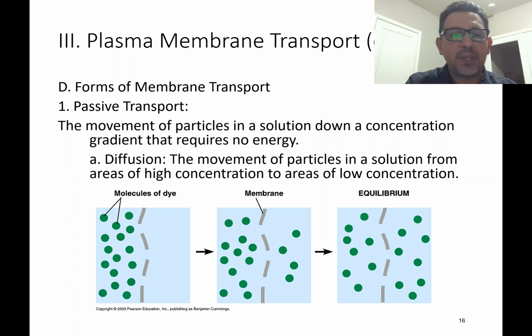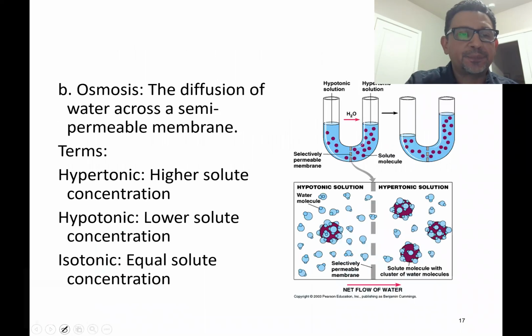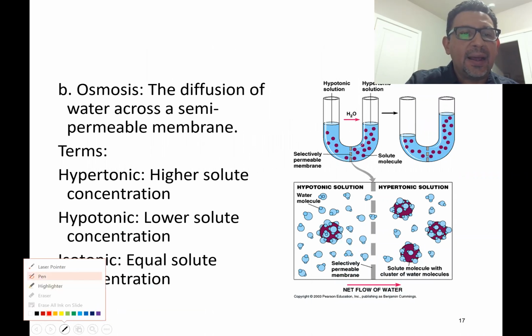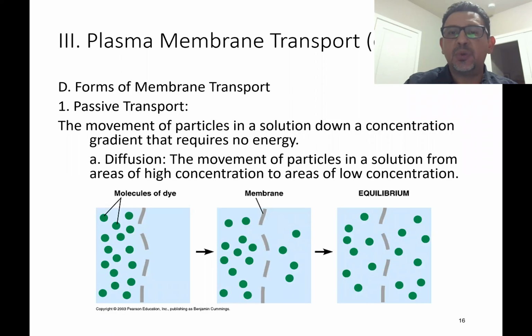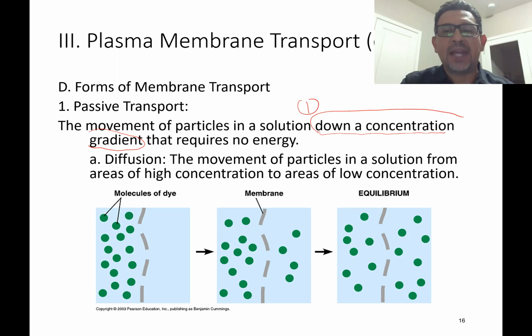The first one is that in passive transport, materials are going to be moving from high concentration to low concentration. This is what we mean by down a concentration gradient. So if I can circle this, this is going to be the first main characteristic for passive transport.